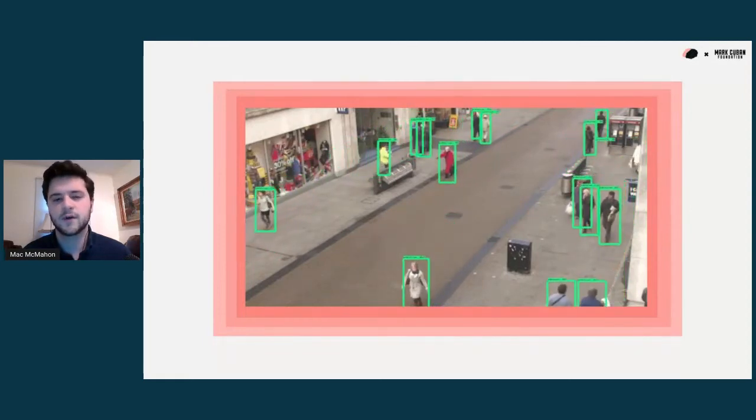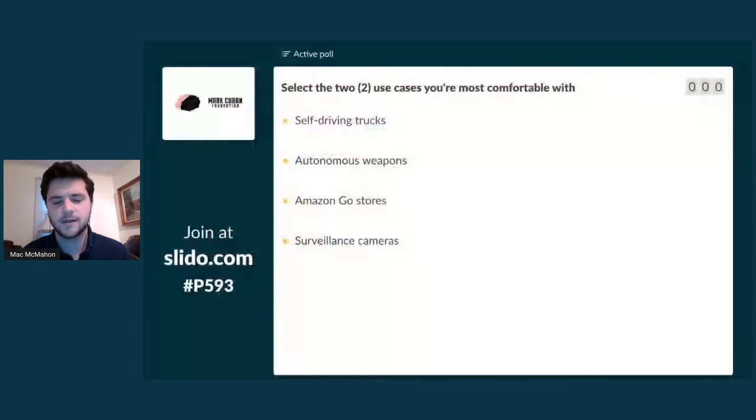All right. And so now that we've looked at these four examples, we want to get a little bit of feedback from you guys. So let's go ahead and pull our phones out again, go to Slido. And if you need to, enter the hashtag P593, and we'll see which of these use cases that we've talked about that you're most comfortable with, whether it's the self-driving trucks, the autonomous weapons, the Amazon Go stores, or the surveillance cameras. And I'll give you a couple more seconds to give us some feedback there. All right, a few more seconds, and let's see what you guys are telling us here.